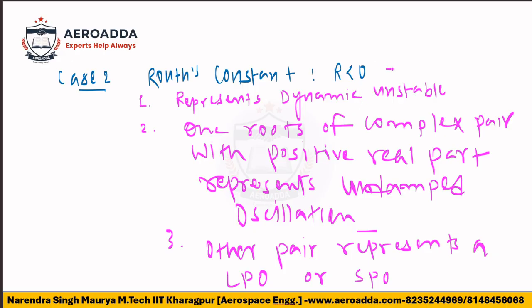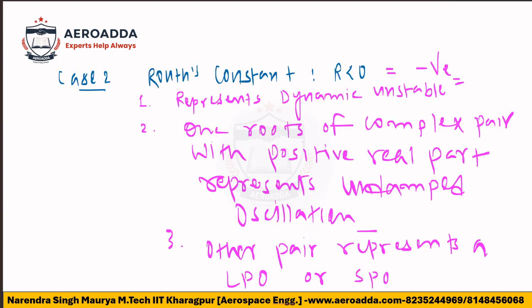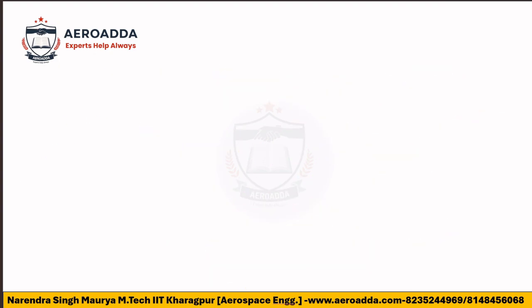Less than zero means when it is negative. That time I'm talking. And how will you find the Routh constant? You will find the Routh constant with the help of this formula. You need to remember this formula. With the help of this, you will find the Routh constant. For that case, I have given this case 2. Now we'll be talking about case 3.